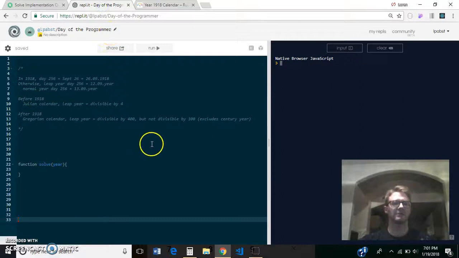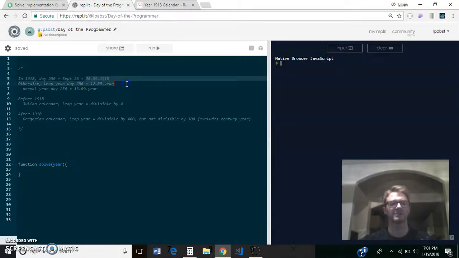So let's break it down piece by piece so we can see a simple way to look at it. If we get 1918 as the input, then we're just going to output the 26th of September, 1918, every time. Otherwise, on a leap year, day 256 is going to be the 12th of September. And on a normal year, day 256 is going to be the 13th of September. So now we just need to figure out how to calculate the leap years, which with the Julian calendar, so before 1918, it's just if the year is divisible by 4, that was a leap year.